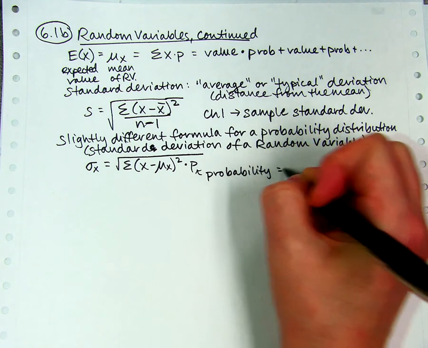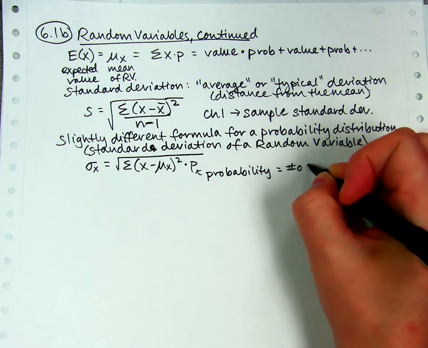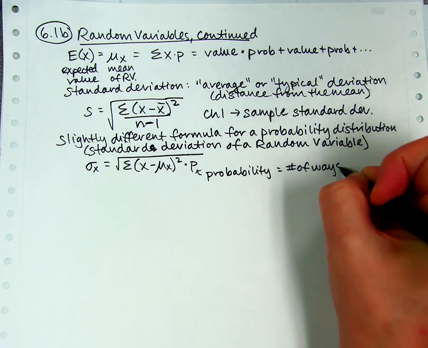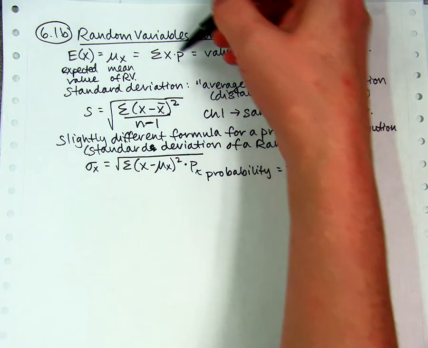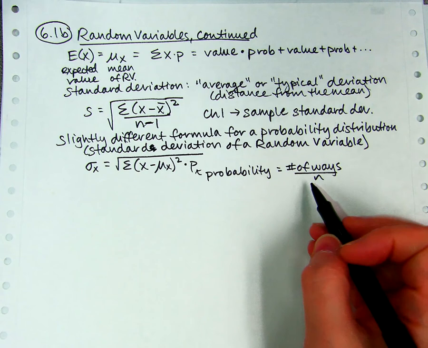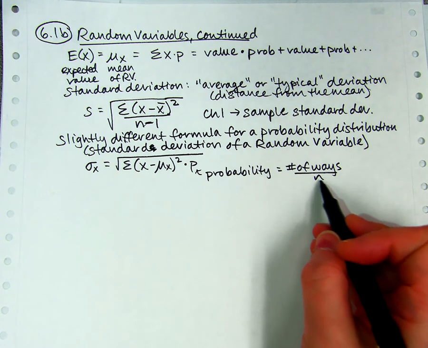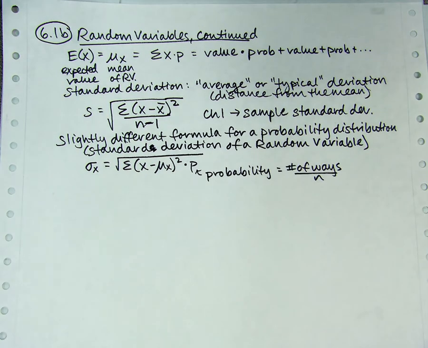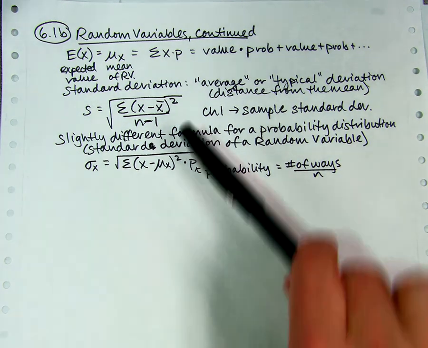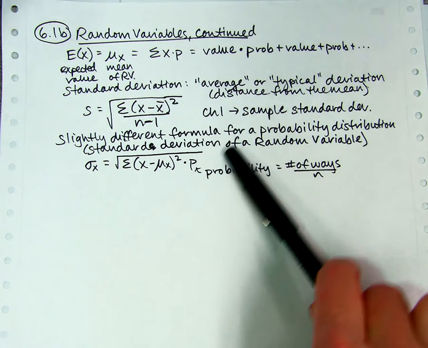And remember, the probability came from the number of ways it could happen over n. The number of ways it could happen is the weighted average, which we talked about when we did this as a weighted average. But that divided by n thing is replacing the divided by n minus 1. So that's the main difference. We look at it a little bit differently when we're doing populations. So we're going to shift from using this formula for standard deviation to using this one.